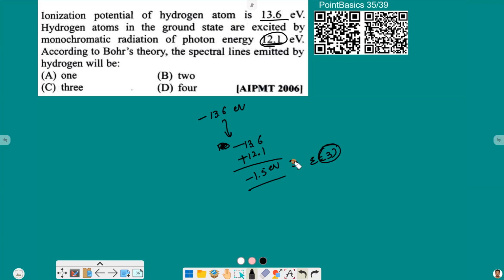Now we know that number of spectral lines is given by n into n minus 1 by 2. So here n is 3. So 3 into 2 by 2, that is 3. So number of emitted spectral lines can be 3. So that is option C.